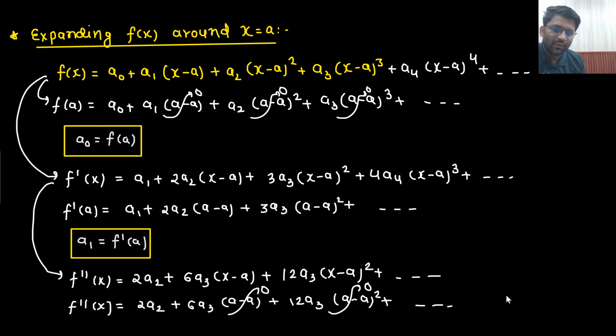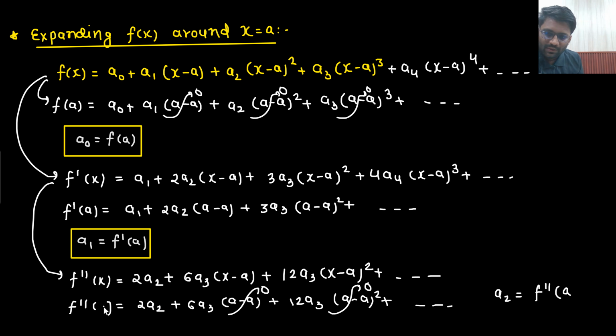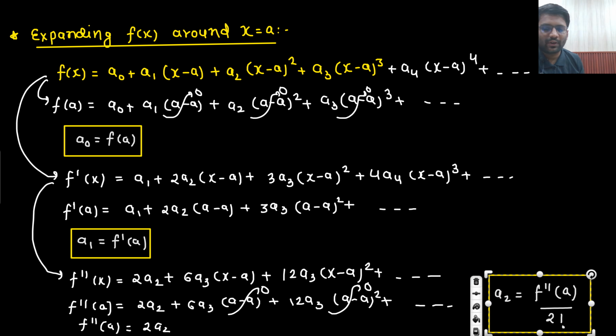So what is the value of a2 we are getting? Here I am writing down. The a2 value we are getting is f double dash a divided by, this is 2a2, no? So basically f double dash a is coming out to be equal to 2a2. So the value of a2 will be f double dash a divided by 2, or I am writing down 2 factorial. What is the value of 2 factorial? 2 factorial is simply 2 only, right? I hope you know the concept of factorial.